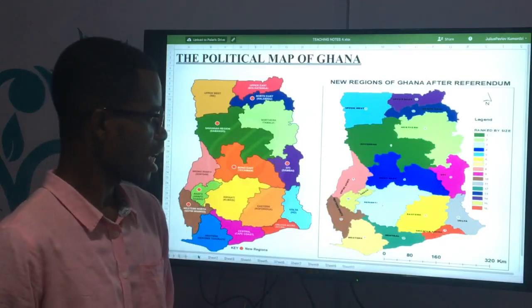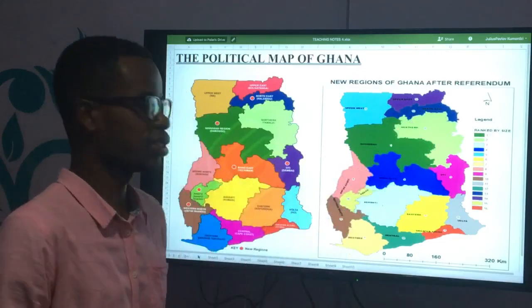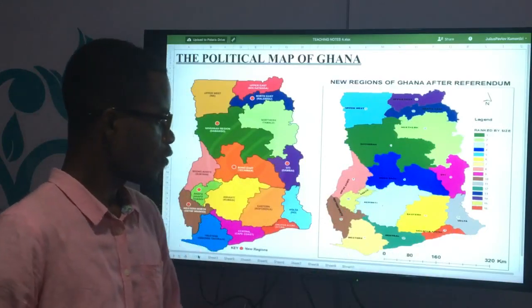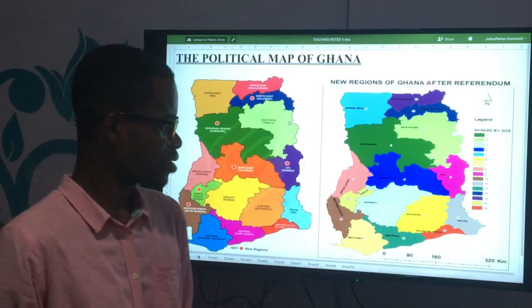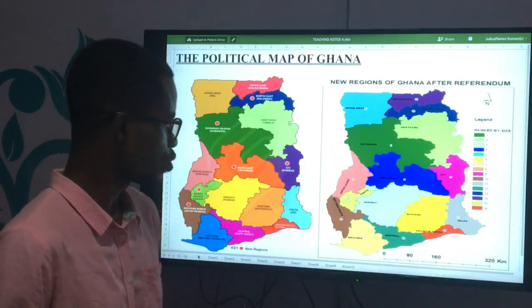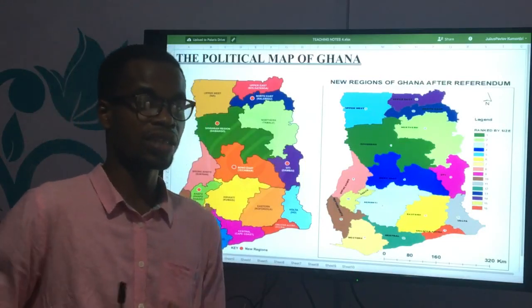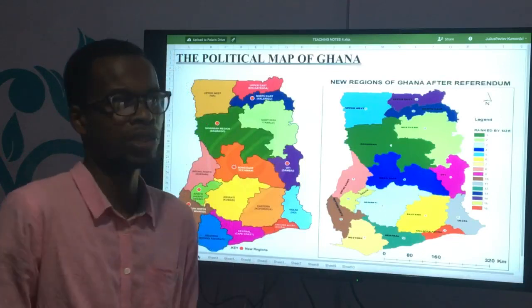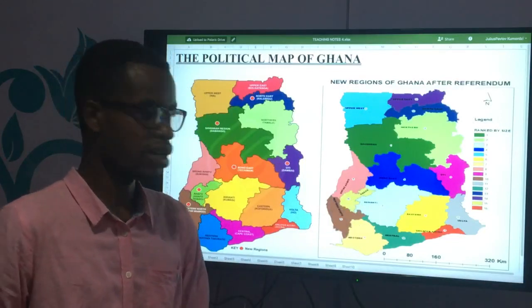Alright, so 13 goes to Northeast, created out of the former Northern region. Then 14 goes to Upper East. Then 15 goes to Ahafo region, created out of the former Brong Ahafo region. That is here. So Ahafo is number 15 in terms of land size.